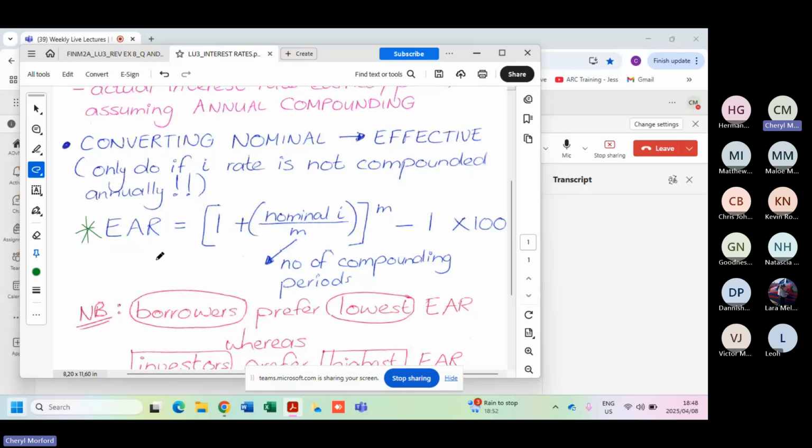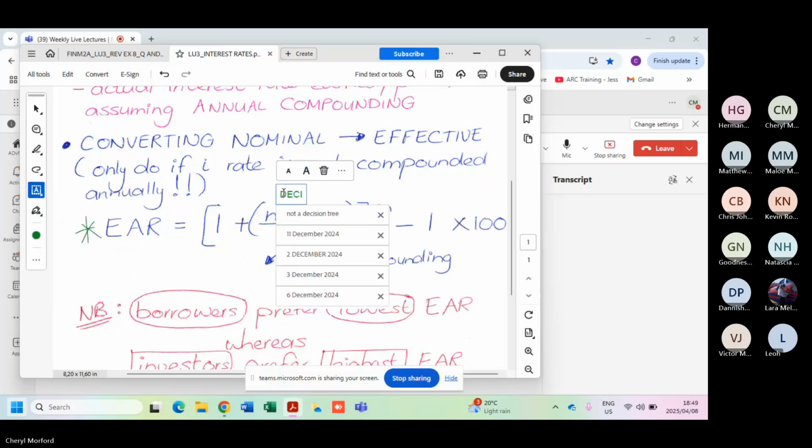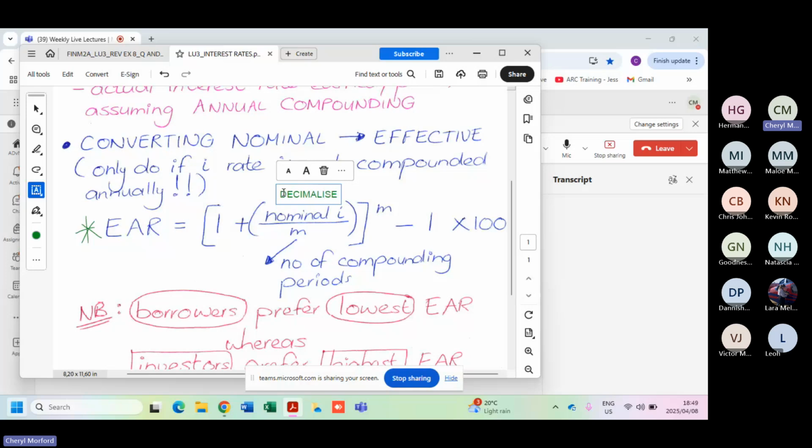So step number 1, I'm going to read it out for you. You're going to read the question and find what the nominal rate is. The first thing you're going to do is take that nominal rate, and I just want to tell you something very important here. You must decimalize it. Now, do we know what decimalize means?